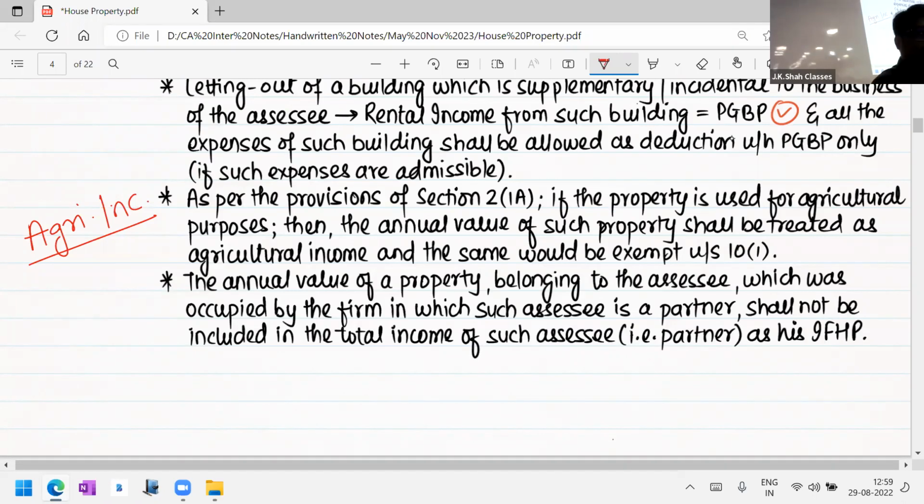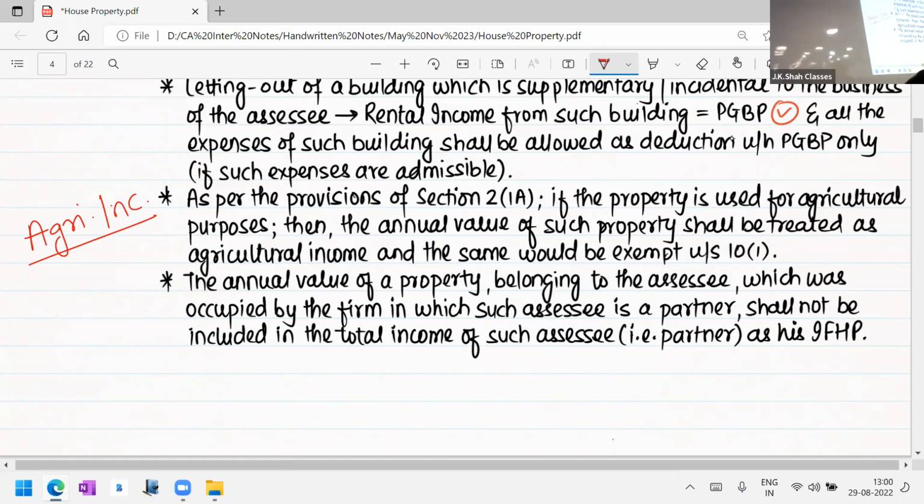So if all the 3 conditions are satisfied, then whatever buildings you have for which you are satisfying all these 3 conditions, you can have such 10 buildings also, 15 house properties also, 3 house properties also. You can have any number of house properties of which you are the owner during the previous year. Bring all such properties under the head house property.